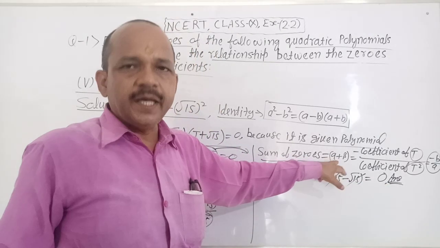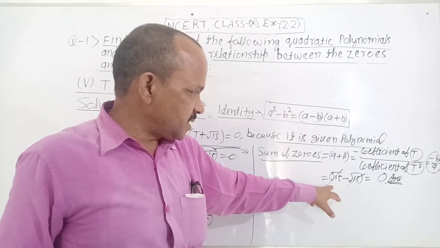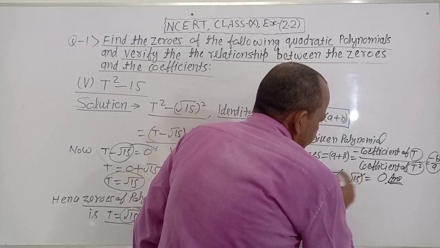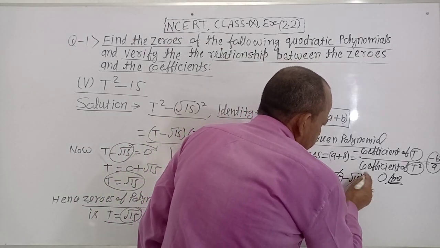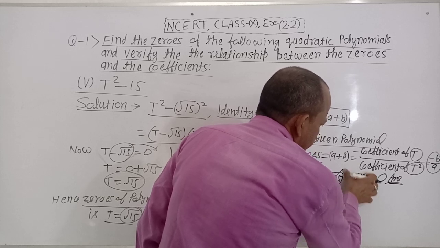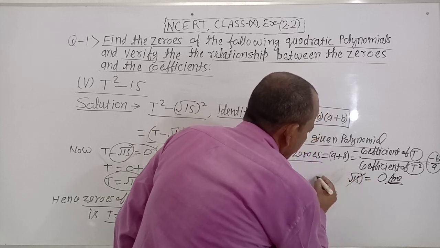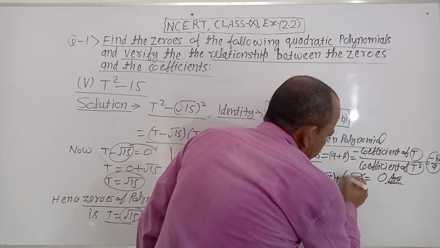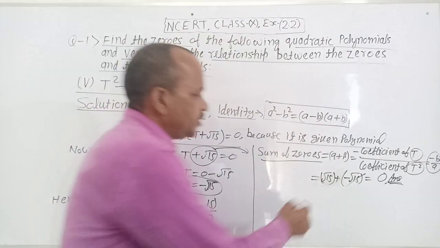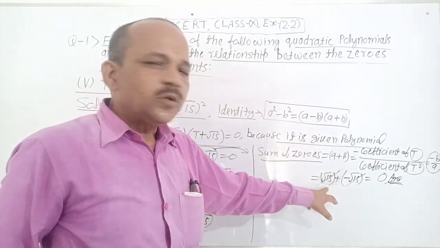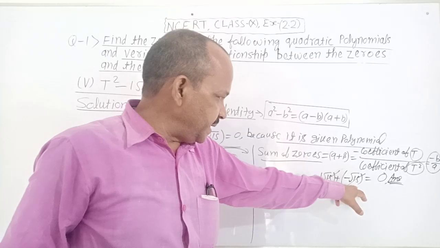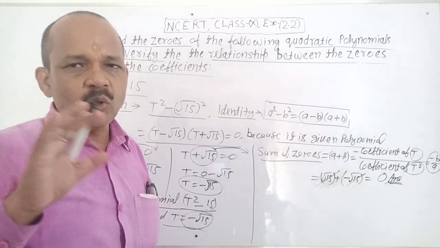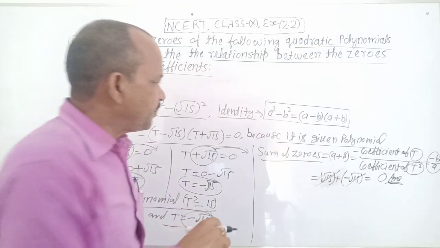Clear? Here alpha plus beta means root 15 plus minus root 15. You can cut root 15 plus minus root 15. You can cut it. Clear? No confusion about it? Very good.